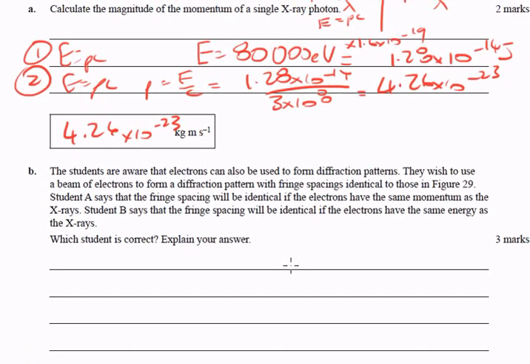Right, students are aware that electrons can also be used to form diffraction patterns like the X-rays above. They wish to use a beam of electrons. Student A says that the fringe spacing will be identical if the electrons have the same momentum. That's what student A is saying. And student B is saying that the fringe spacing will be identical if the electrons have the same energy as the X-rays. Which student is correct? Right, I'm just going to go, I don't know which student's correct. I'm going to work through my answer and hopefully get to which student's correct.